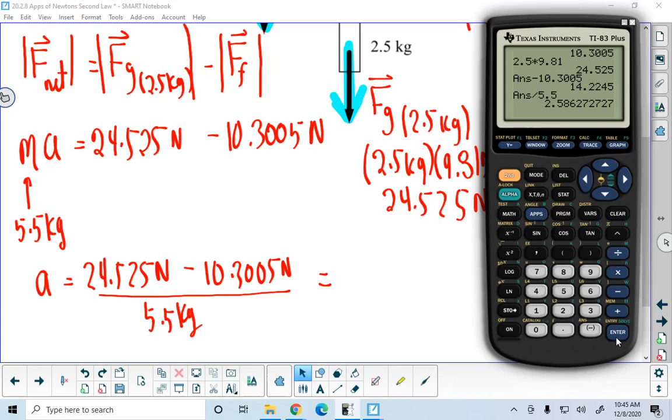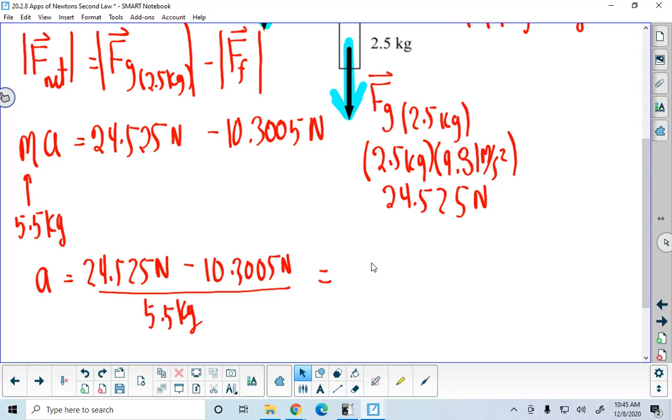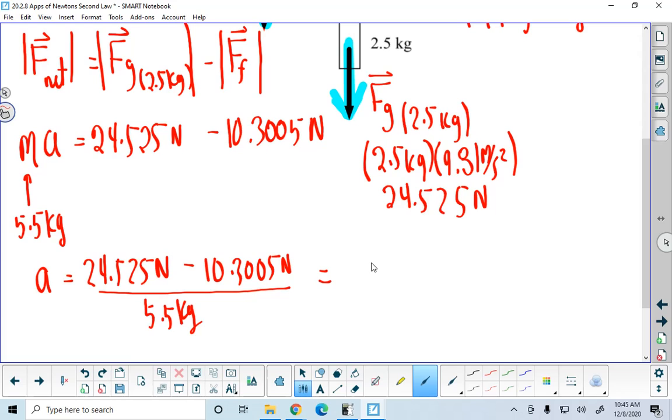Anybody else get 2.6? So 2.58, we would round to 2.6 based on the numbers in the question. So the answer to this question is 2.6 meters per second squared. Regardless of direction, the magnitude is 2.6 meters per second squared. The mass on the tabletop would be 2.6 meters per second squared to the right. The 2.5 kilogram mass would be 2.6 meters per second squared down, and the pulley would be 2.6 meters per second squared clockwise. And that's it.